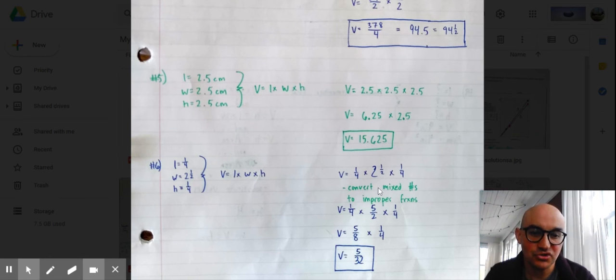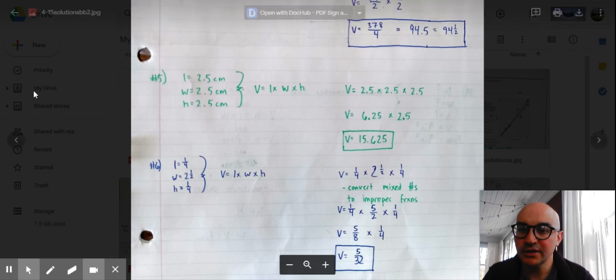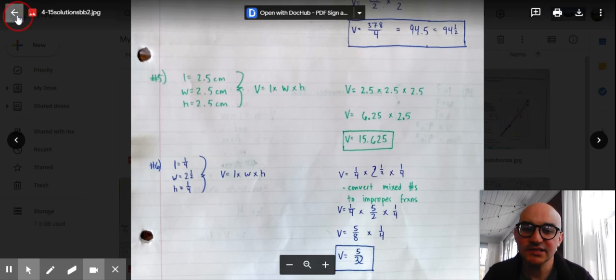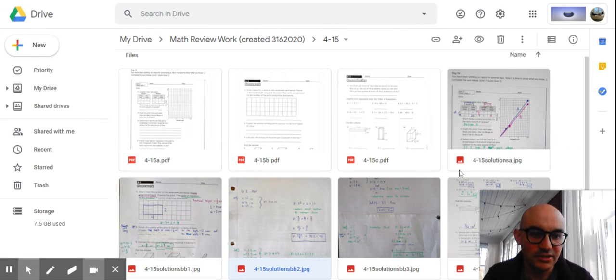I do have to convert, just like I did on number 4, you have to convert mixed numbers to improper fractions. And so I do that, and if you'll notice, I just do one multiplication step per line. So even though this line has 2 multiplications, I just do the first one and save the second one for the next line. Okay, so that's 4, 5, and 6. Finding volume, let's see, we have 7 and 8.